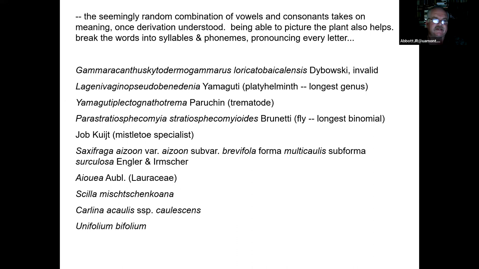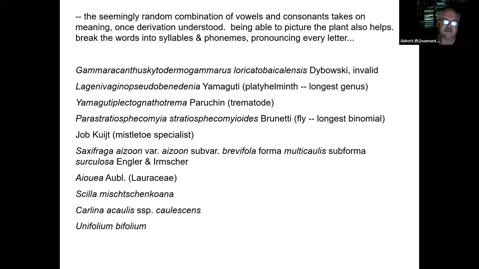If you can break the words down into their syllables and understand the phonemes, so a phoneme, again, is kind of the unit of noise that we make. Every combination of sounds that your mouth makes is called a phoneme. If you look at these big fancy words like that, I don't know what all that means, the Gameracanthus, chytoderma, but when I'm looking at that, I know that the acanth part means spiny, and derm refers to skin, dermis, skin, right? So I see acanth and derm, I'm thinking, okay, this thing probably has spiny skin. Don't know if it does or not. It's an invalid name that's not used. But if you know the roots, once again, it tells you something.